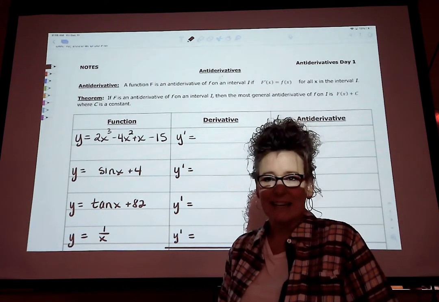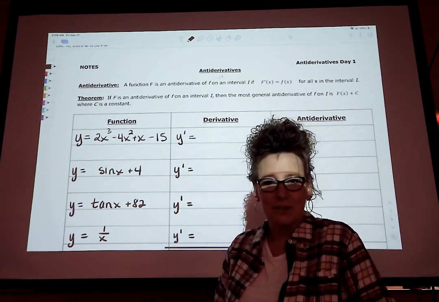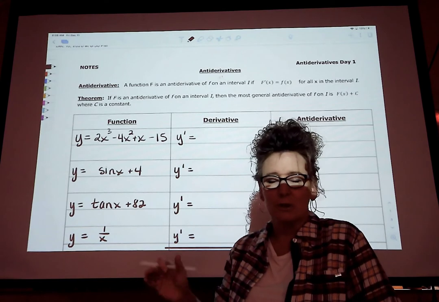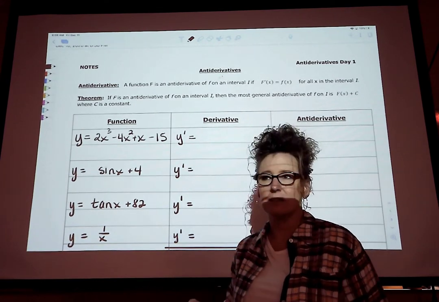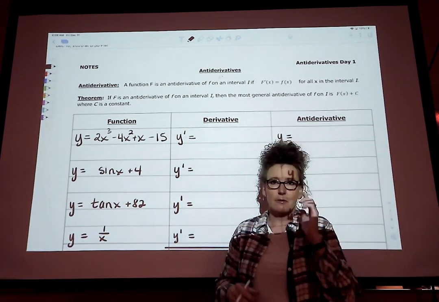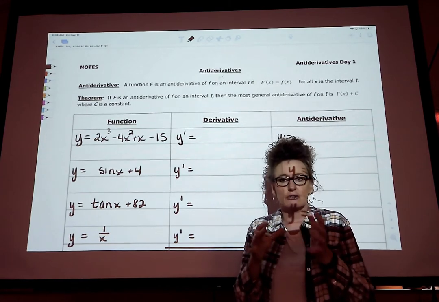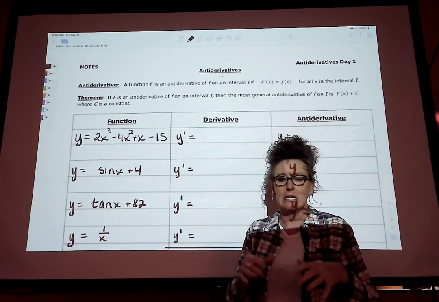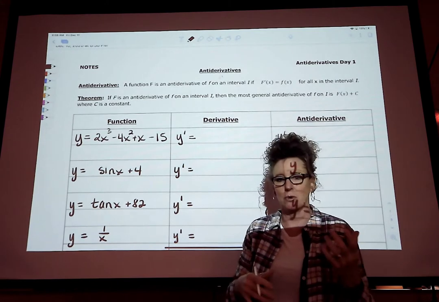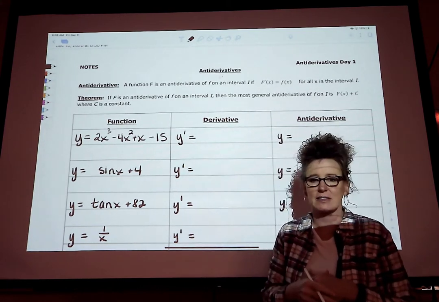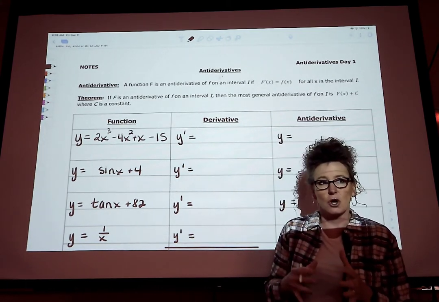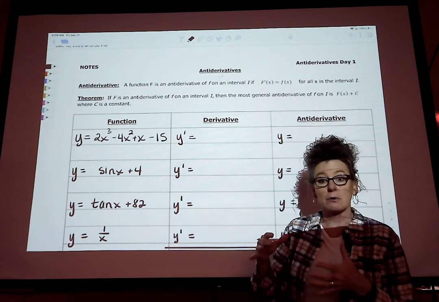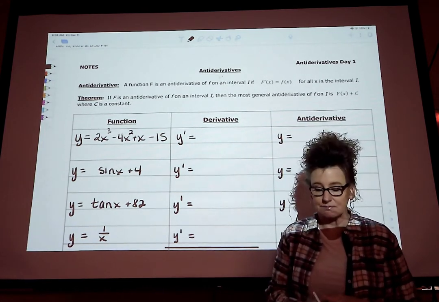We are going to get a jump start on second semester, so I want to introduce some of what we're going to be doing. If you think about first semester, we pretty much took derivatives the entire semester and then dealt with applications. What do they mean? What can we do with them? Things like that. So second semester, we're focusing on working backwards, and we're looking at antiderivatives.